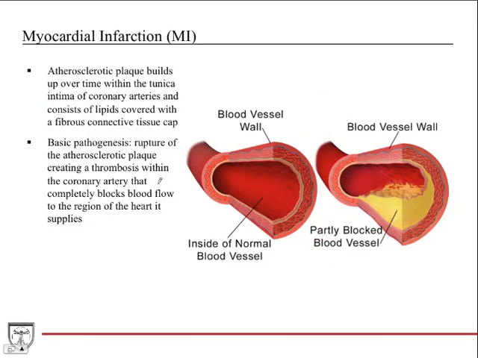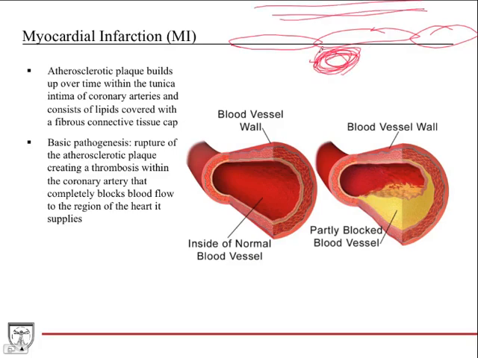So a myocardial infarction is really the next step in this pathogenesis. The atherosclerotic plaque builds up over time in the tunica intima. Again, that's just below the endothelium. So you have the endothelial cells like this, the intima in here, a plaque building up in here, and your blood flow going through here. This pushes up on the wall, and over time this plaque develops and develops, and it's filled with lipids. Then it has a fibrous connective tissue cap that goes over it like this.